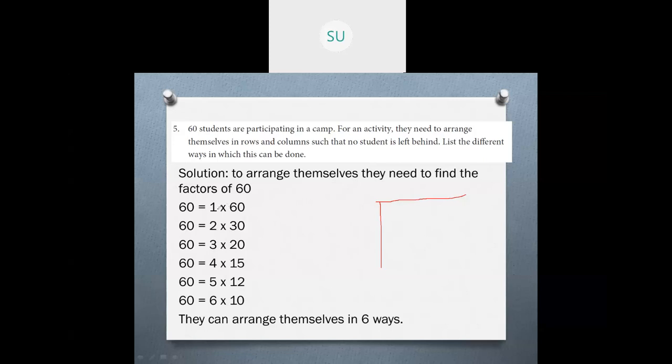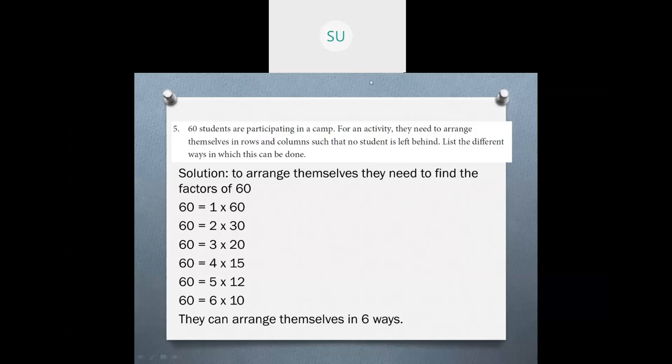So how many ways are there? 1, 2, 3, 4, 5, 6. So they can arrange themselves in 6 ways. These are the 6 different ways in which they can arrange themselves. Alright, so these were all the questions in exercise 3.2. So we are done with exercise 3.2.